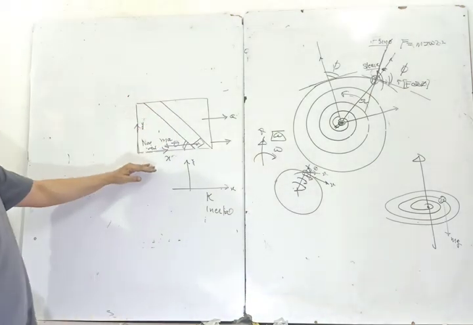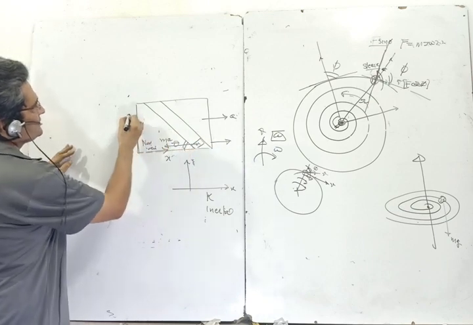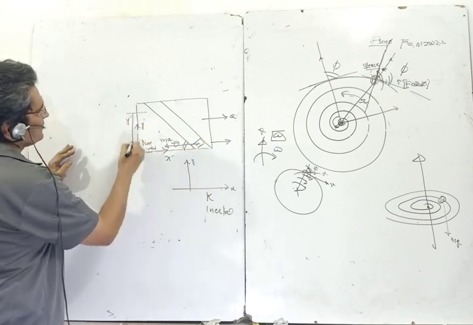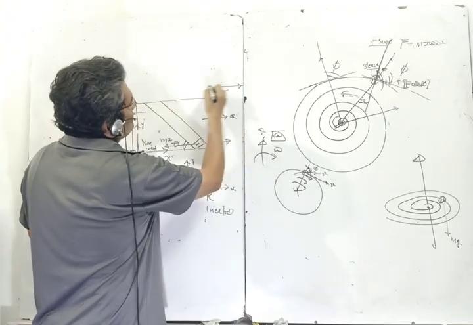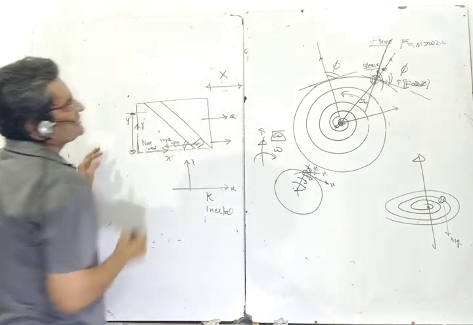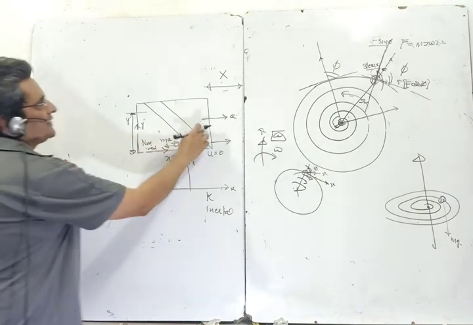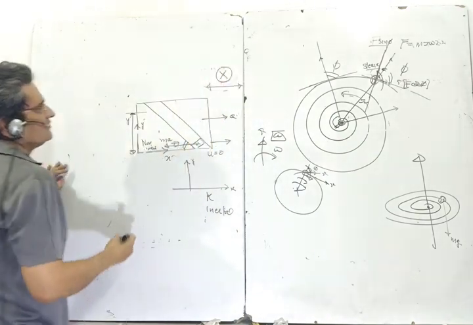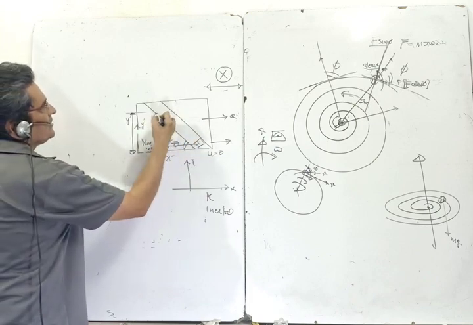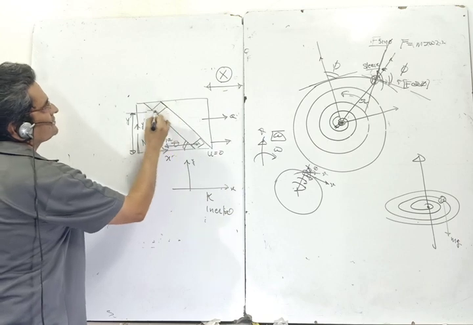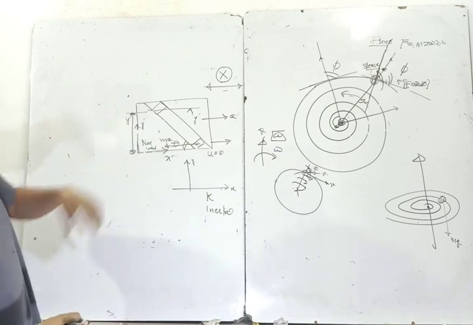Try to solve this problem. Suppose it is given that the mass travels a distance y dash and the plank travels some distance capital X. The initial velocity of the plank is 0. What will be the velocity of this mass when it is vertically at a distance y dash? This distance is y dash, and this distance is x dash. You can easily calculate because the relationship is there.